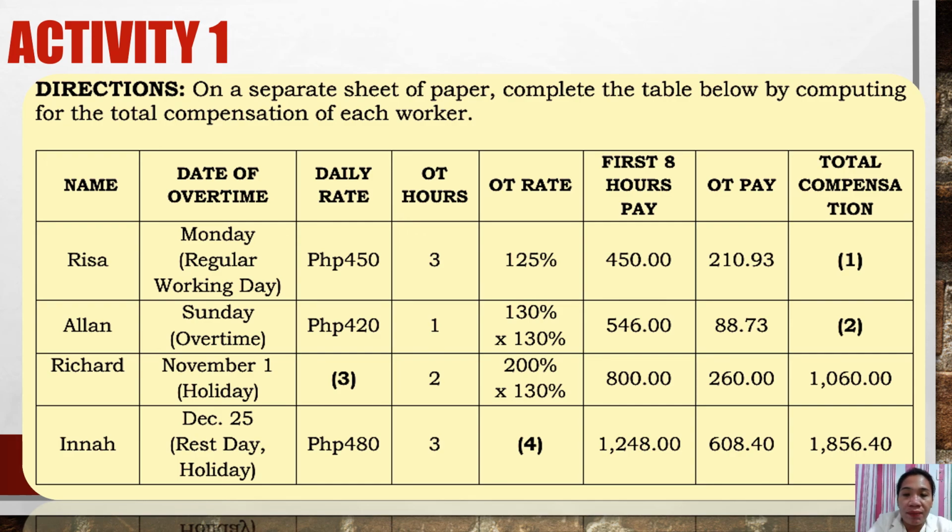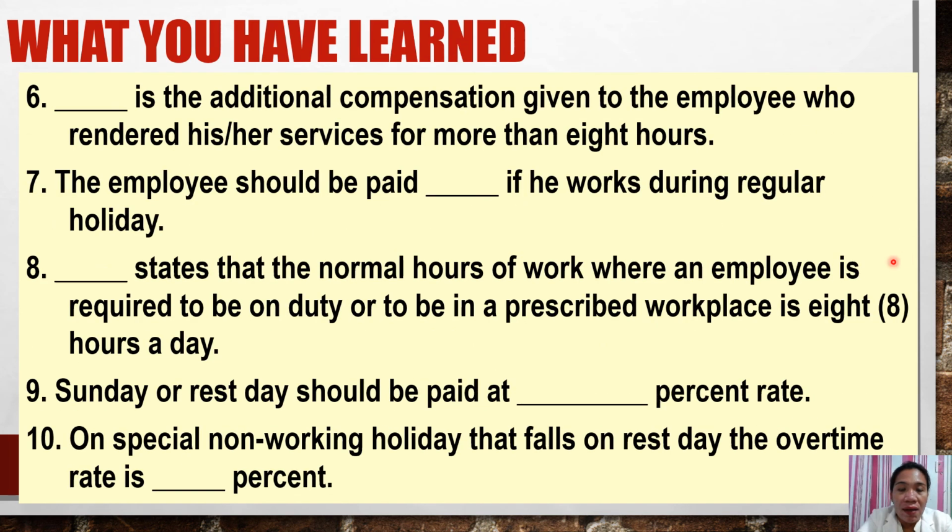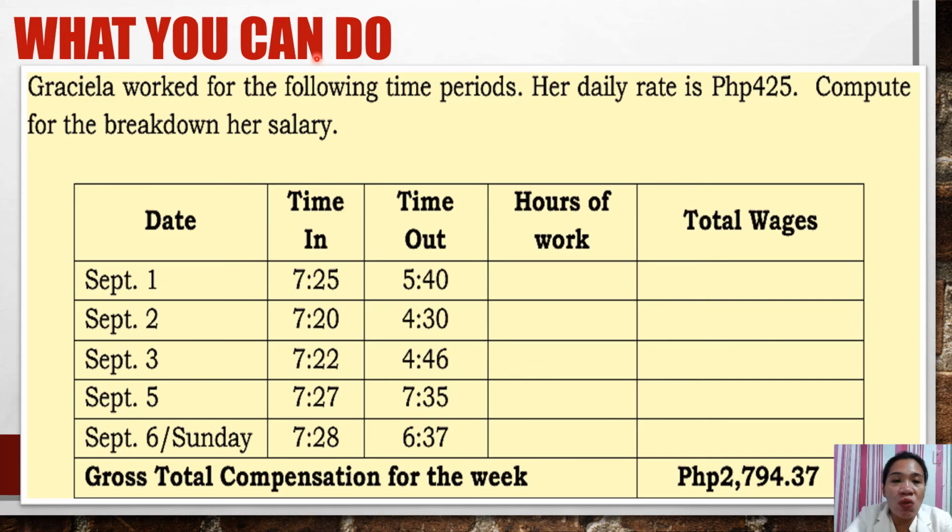For your next activity, it is what I have learned. You are going to complete the following sentences by just filling in the blank. So that will be your next activity. This one, so that's 1 to 10. Next is what you can do.